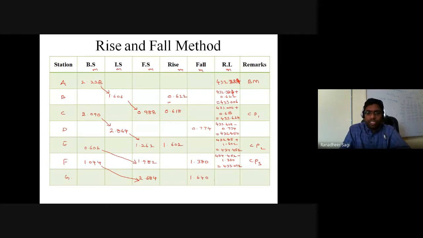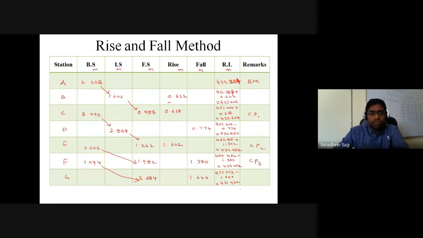RL value of point G is nothing but RL value of point F, which is 433.072. And it is once again fall data with respect to point G, so minus 1.640. 431.432 meters is the RL value of your point G.